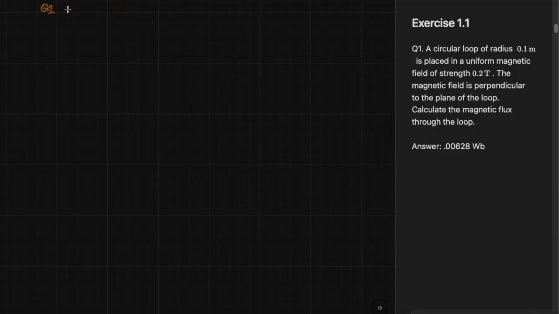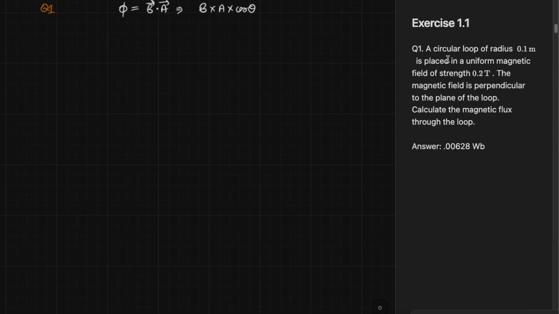Hello students, this is question number 1. So we need to calculate magnetic flux, and we know the formula for magnetic flux is the dot product of magnetic field and area. If we open this dot product, we can say it is the magnitude of B multiplied by area and multiplied by cos theta. So we need these three things.